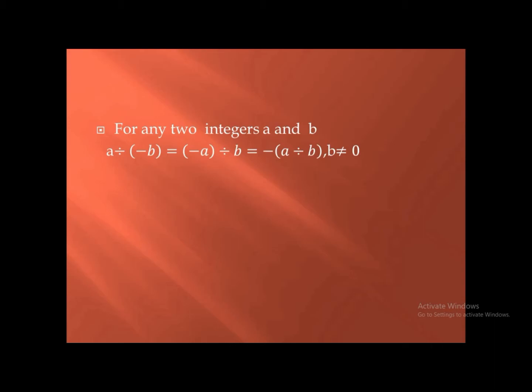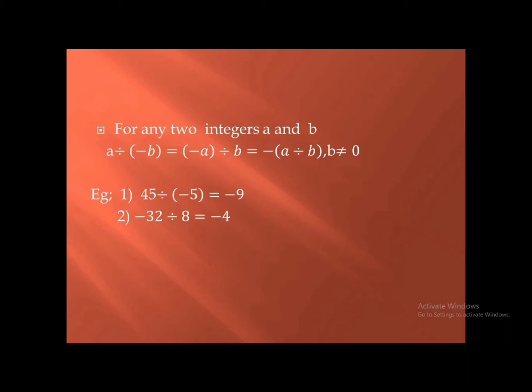Consider these examples. 45 divided by minus 5. Here positive divided by negative. Then what will be the sign of the quotient? It will be negative. And 45 divided by 5 is 9. So the answer is minus 9. Next example, minus 32 divided by 8. Here also negative divided by positive. The sign of the quotient will be negative. And 32 divided by 8 is 4. So the answer is minus 4.